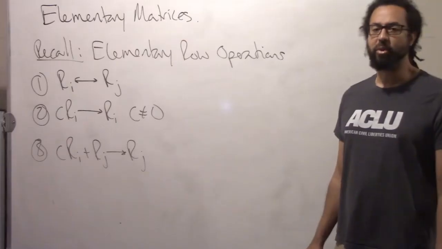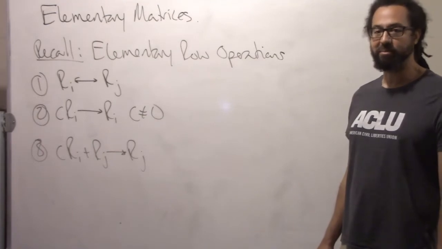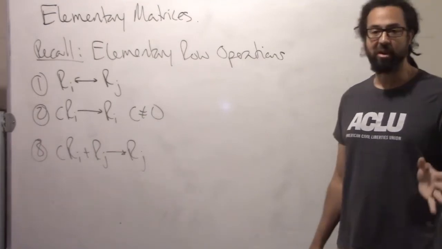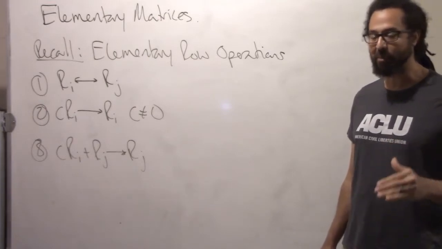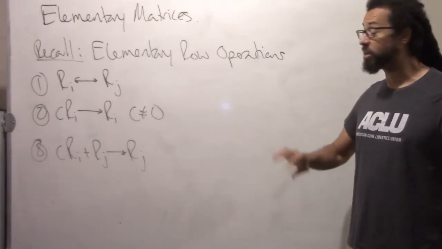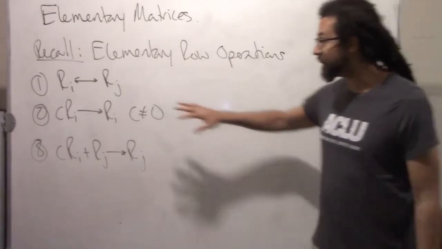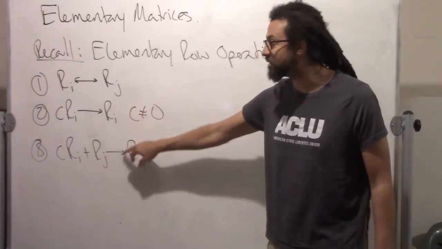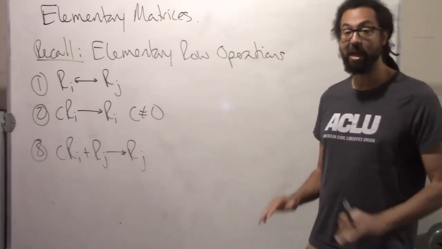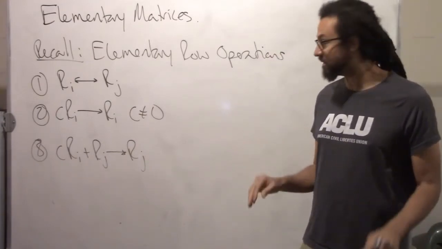Okay, in this lecture we want to talk about the elementary matrices. These are square matrices that correspond with the elementary row operations. So let's remember what those are. Remember there are three elementary row operations. These are the three things that you can do to a system and not change the solution set.